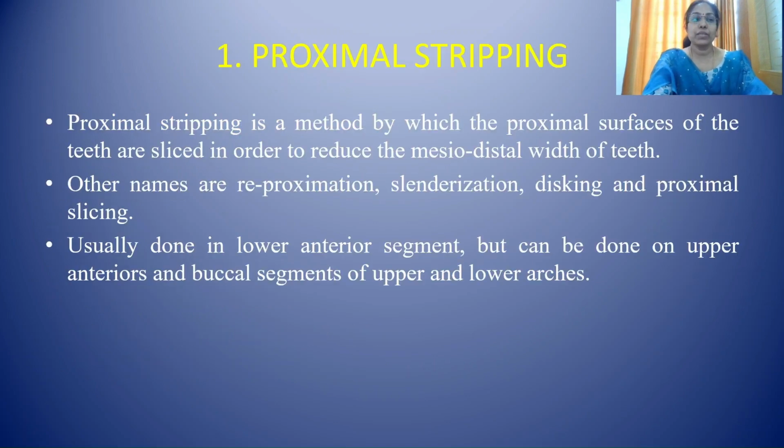Now coming to the first method, that is proximal stripping. So proximal stripping is a method by which the proximal surfaces of the teeth are sliced in order to reduce the mesiodistal width of the teeth. What are the other names of proximal stripping? It is reproximation, slenderization, disking, and proximal slicing. Usually proximal stripping is done in the lower anterior segment, but it can be done on the upper anteriors and the buccal segments of the upper and lower arches also.